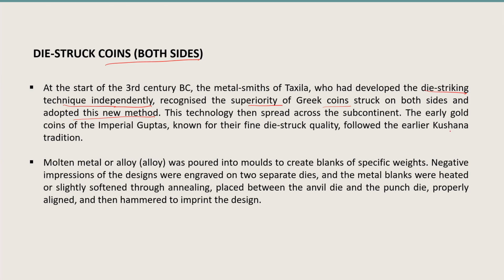The early gold coins of the imperial Guptas, known for their fine die struck quality, followed the earlier Kushan tradition. Molten metal or alloy was poured into molds to create blanks of specific weights. Negative impressions of the design were engraved on 2 separate dies, and the metal blanks, slightly softened through annealing, were placed between the anvil die and the punch die, properly aligned, and then hammered to imprint the design.